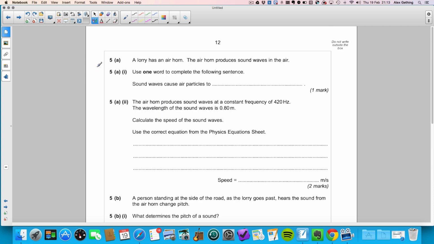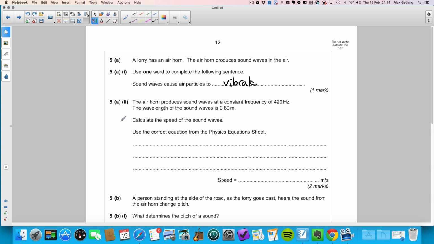Question 5, a lorry has an air horn. The air horn produces sound waves in the air. Use one word to complete the following sentence. Sound waves cause air particles to something. I think I'd opt for the word there, vibrate, or you could also put oscillate.